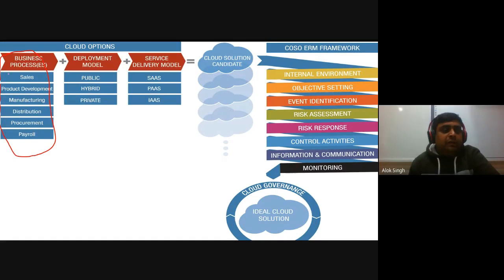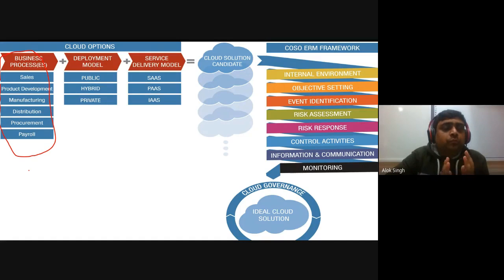So like you have chosen sales, product development, manufacturing, distribution, procurement, and payroll. Most organizations avoid HR-related practices, the HR department and the accounts departments, to adopt cloud basically. So first you should choose the business processes that you need to deploy as a cloud-based solution, and after that you should choose the deployment model.